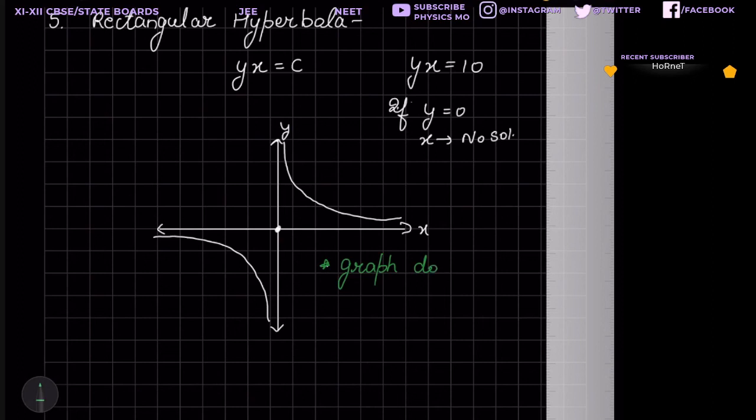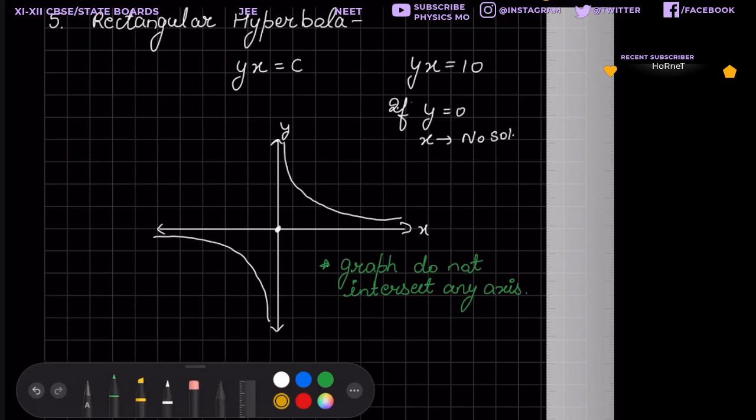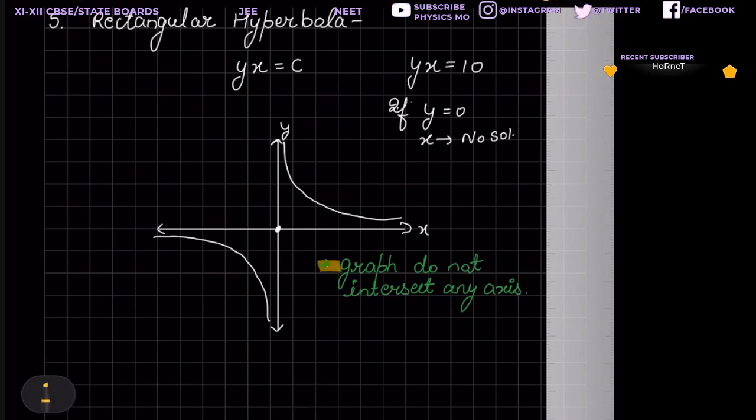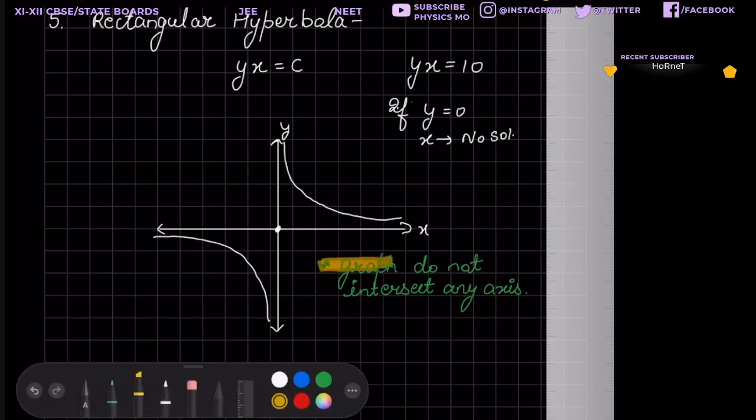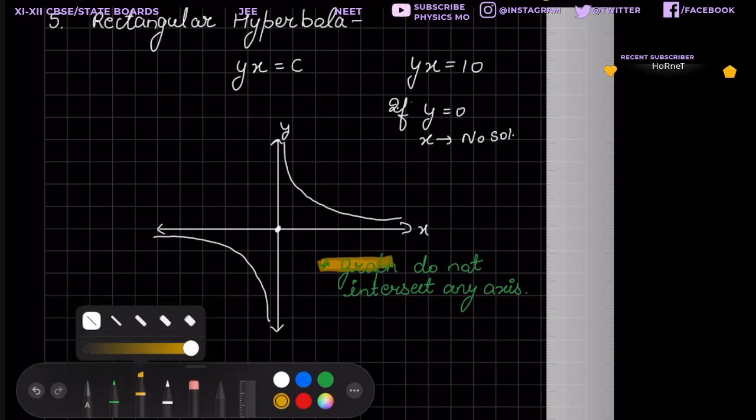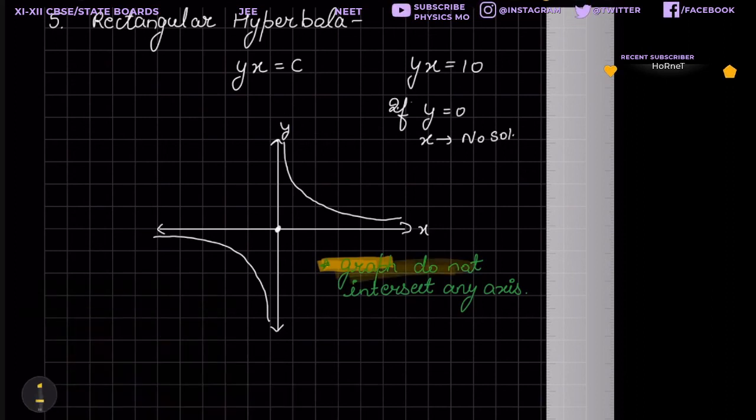Graph do not intersect any axis. वो किसी भी एक्सिस को इंटरसेक्ट नहीं कर रहा है. आर यू गेटिंग माई पॉइंट एवरीवन? So this was the point that I want to make. So you should like remember this very carefully.